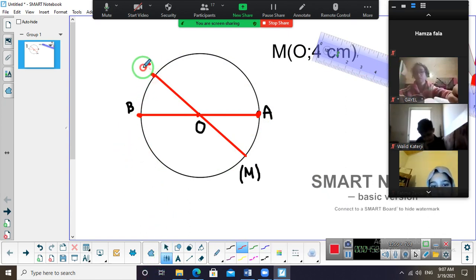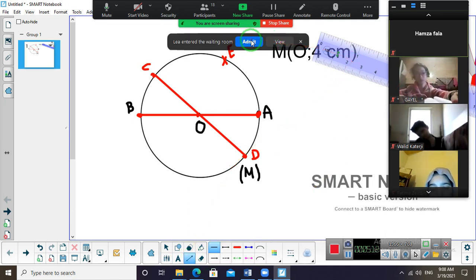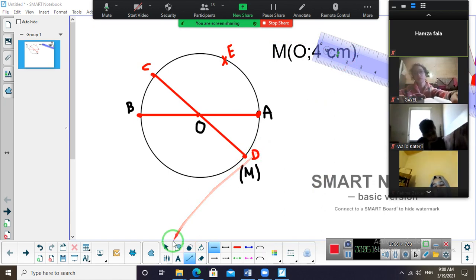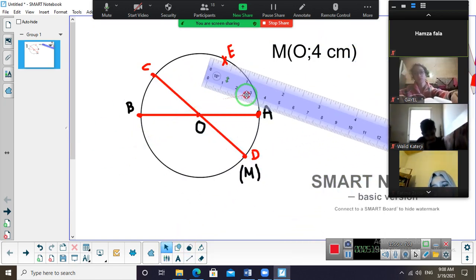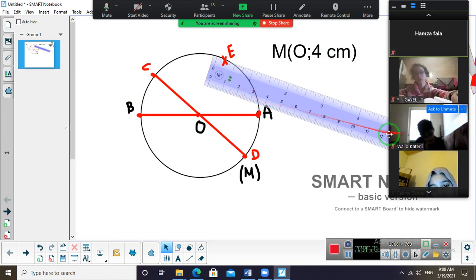Maybe the teacher marks a point here. I will write C here and D. Maybe the teacher puts a point here and it's E. And she says for you, continue EF to get a diameter. What should I do? I should let the segment pass through O. I will get my ruler. I will join EO and elongate it till I cut the circle from the other side.